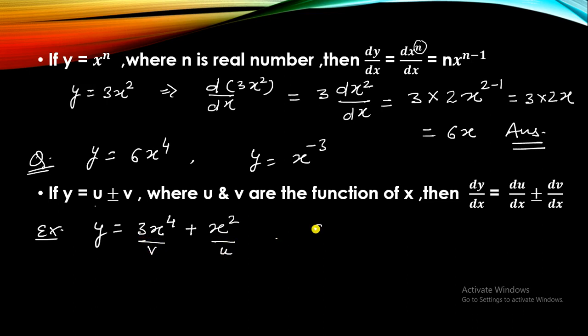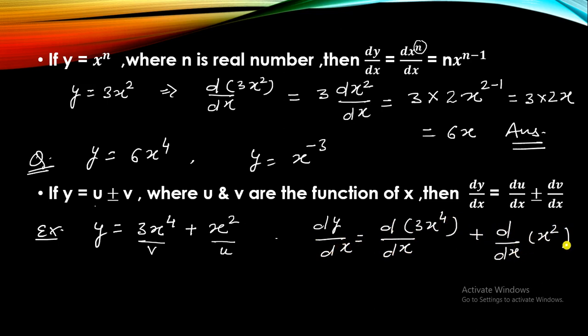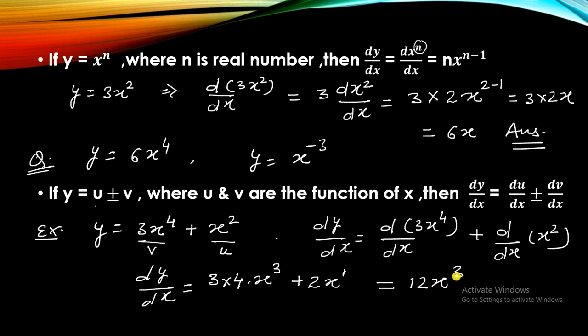According to this formula, dy by dx is d upon dx of 3x power 4 plus d by dx of x square. Using the previous relations, dy by dx: here 3 into the power of x, which is 4, decreased by 1, plus in this term the power of x is 2, decreased by 1 becomes 1. So the answer of this question is 12x cube plus 2x.